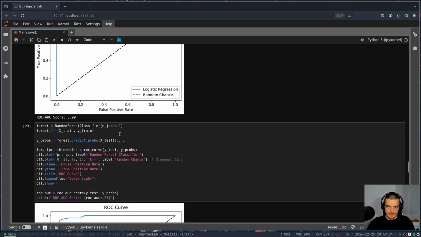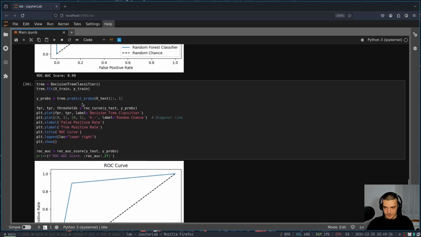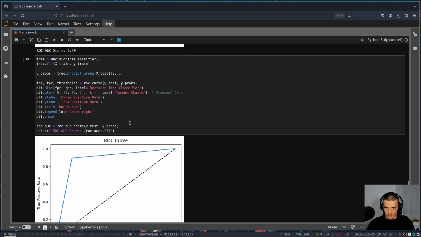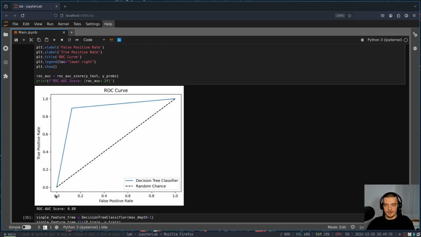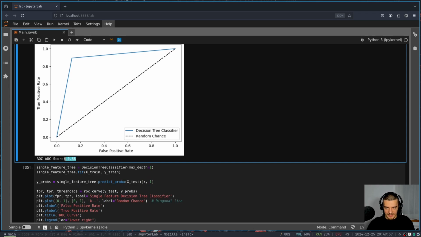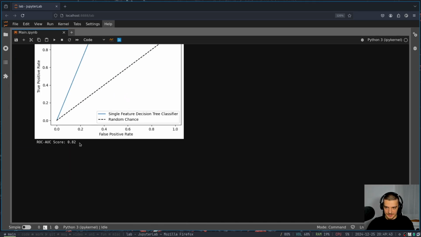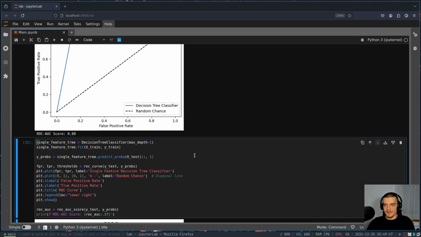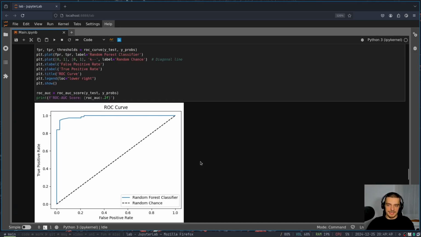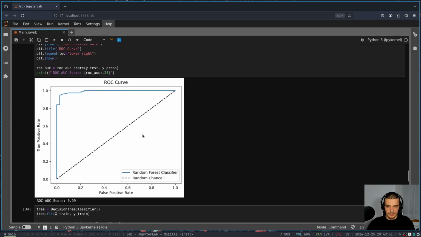Now, if I go down here to this example where I train a decision tree classifier, we can see that the ROC curve is not that good, so we don't cover as much of the space here, and we have a ROC-AUC score of 0.88. And here we even have 0.82 if I just allow for a single feature. So this is a very important metric, and you should be able to understand what this graph means.